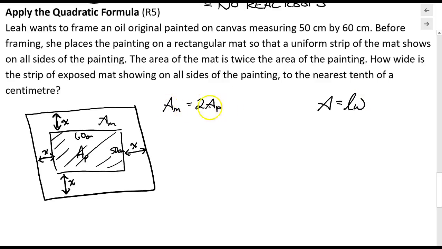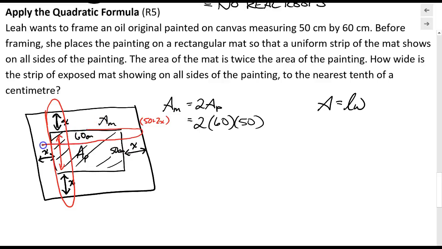So we look at, do we know the values of the length and the width for the area of the painting? Absolutely. So it's length, which is 60, times width, which is 50. So that side's great. This side, it's a little bit more complicated. I'm looking for the whole width this way. So that includes both my x's and the original painting measurement, which is 50. So it's going to be 50 plus 2x. Horizontally, I'm going to include my length of the painting plus x on both sides, which means it's going to be 60 plus 2x.